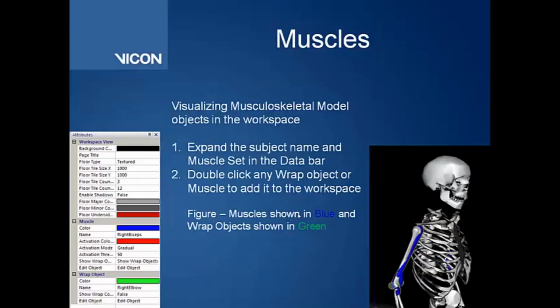Okay, so visualizing those model objects, like we said, you expand the subject name and the muscle set in the data bar. You can double click any of those objects and they will appear in the workspace. In this particular figure, muscles are shown in blue and wrap objects in green. You can edit any of those colors if you like. How we had ours, I believe the muscles were purple, and then the wrap objects come in green by default.